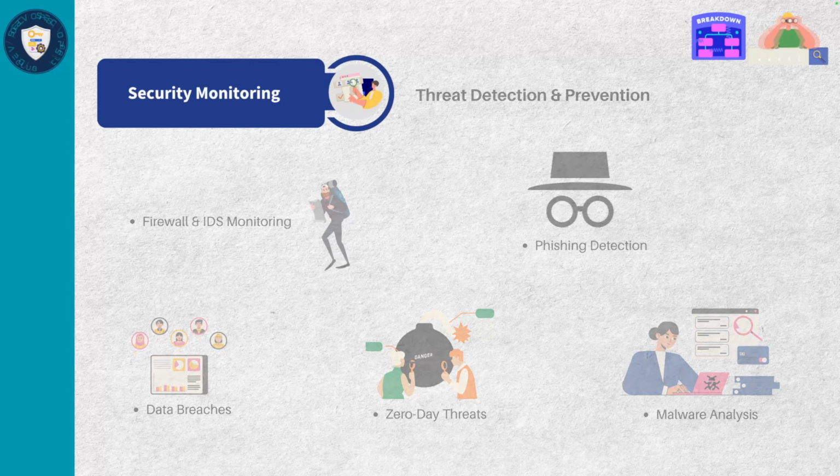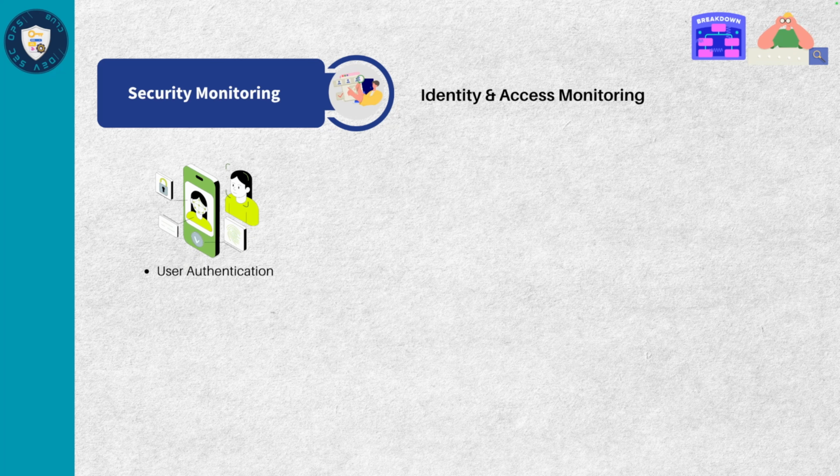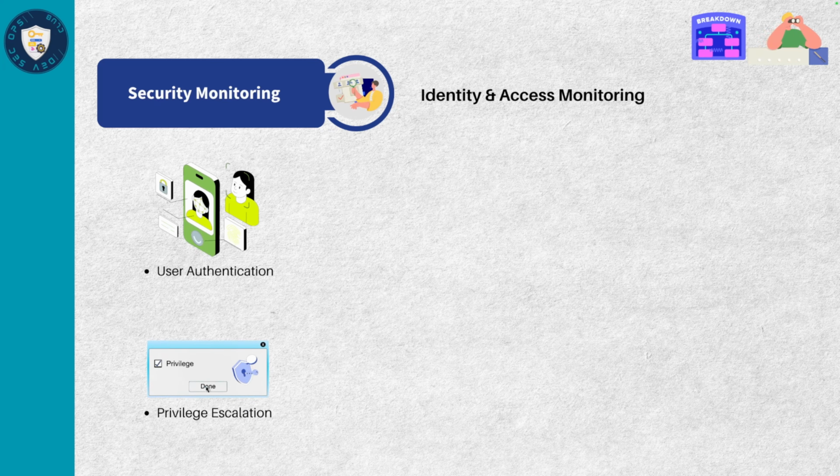Next, identity and access monitoring. It ensures secure access to systems and prevents unauthorized activity, which includes user authentication, verifying user identity through passwords, biometrics, or multi-factor, or simply MFA. If you remember, when we set up a GitHub account, I told you whenever possible, enable two-factor authentication. Next in this category, privilege escalation, tracking unauthorized attempts to gain elevated system access.